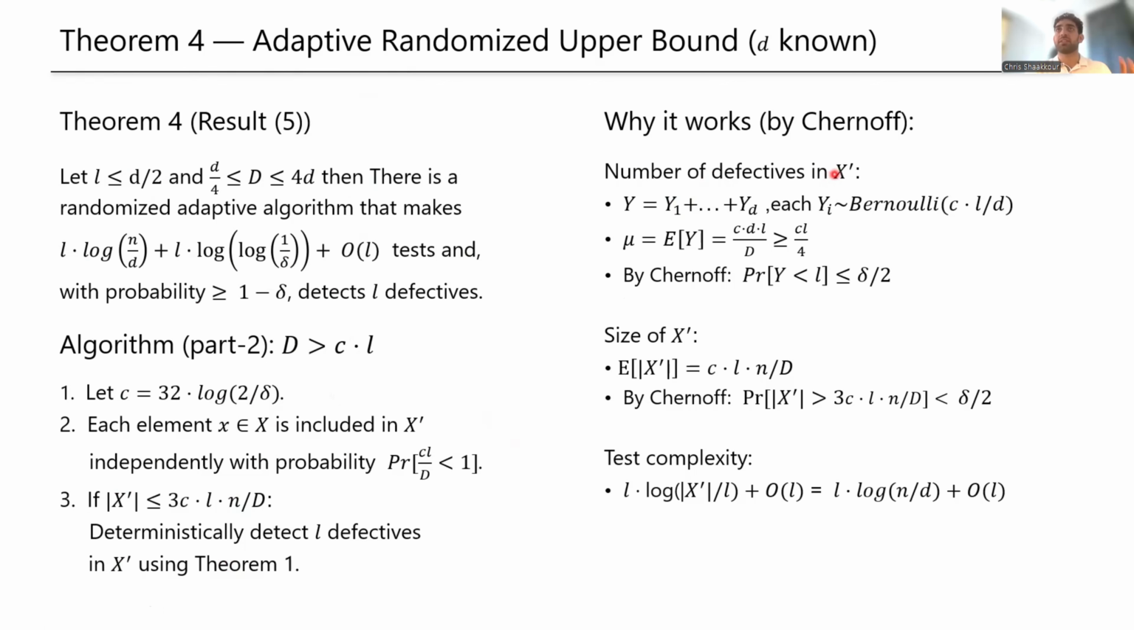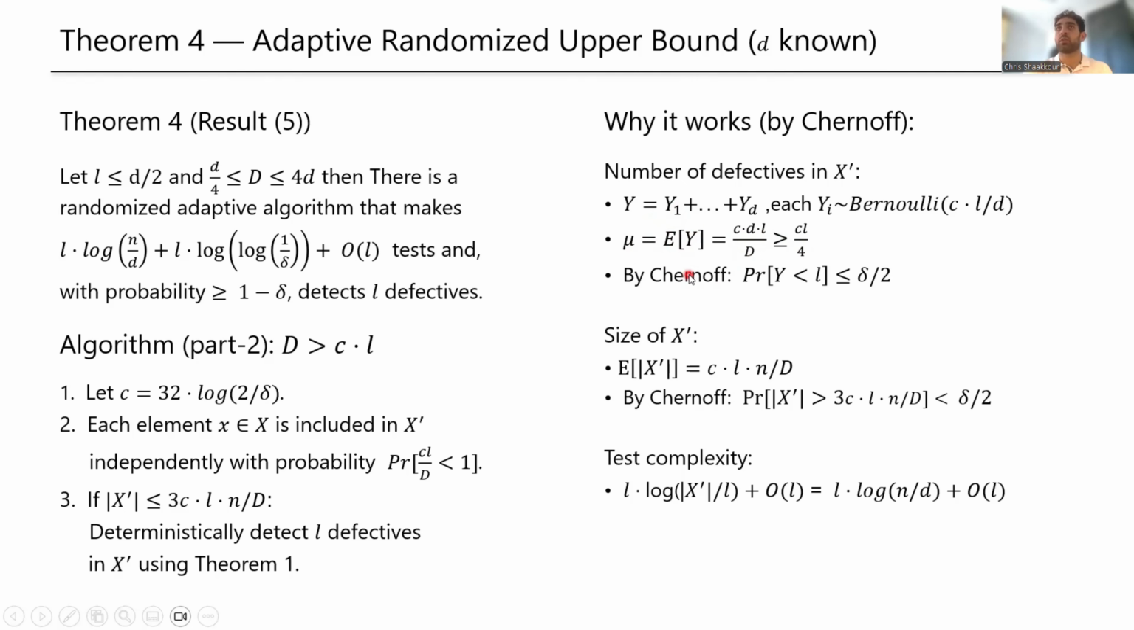So Y1 is if the first defective item is appearing in the group X prime. So this is why we have the size D, because we have D defective items, they are known. So we have an indicator for each index i, which runs from 1 till D, and big Y is actually the sum of all the indicators. So we can say that the expectance, or the mean, of this sum of indicators is equal to C times D times L divided by D, which is greater than CL divided by 4.